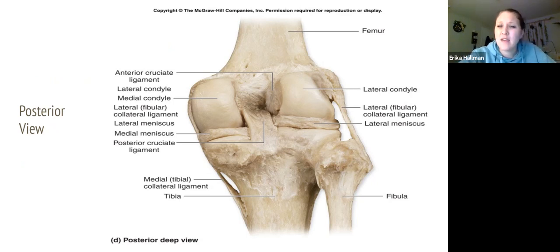So we're looking at the back of the knee. You can see the medial and the lateral condyle of the femur. And you can see here we're looking at the PCL, which is the posterior cruciate ligament. And the ACL, you can see the very tip of it, that would go behind this posterior and connect to the other side of the tibial plateau.